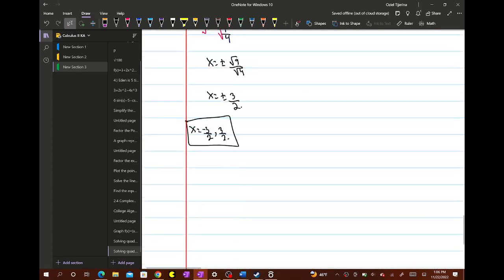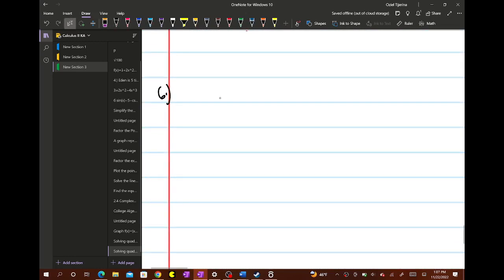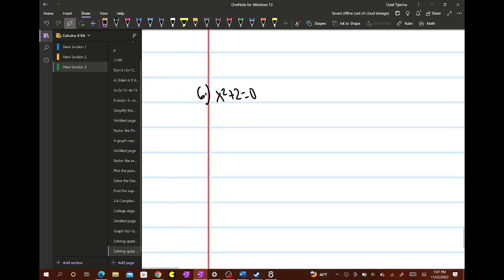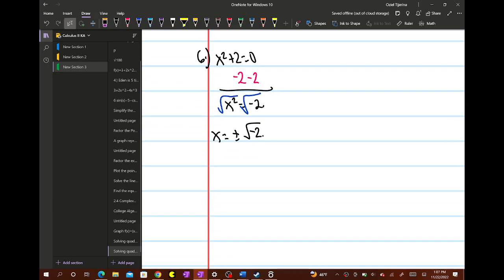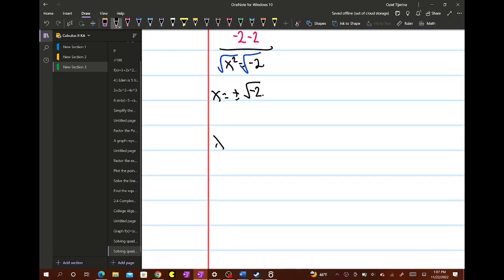So number 6, x squared plus 2 equals 0. You're going to subtract 2 on both sides, right? And you have x squared equals negative 2. And then you're going to take the square root, and you have x equals plus or minus the square root of negative 2. Now, when you have the square root of negative 2, you have to remember that i equals the square root of negative 1, right? So if you think about it, this is x equals plus or minus the square root of negative 1 times the square root of 2.